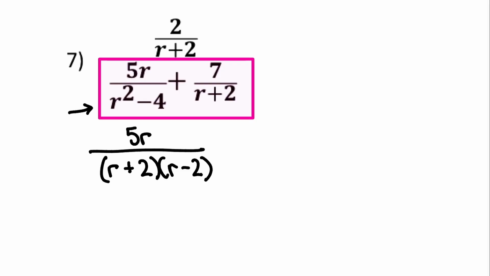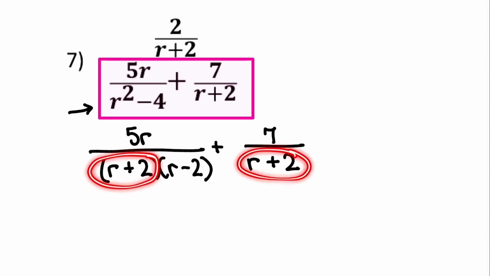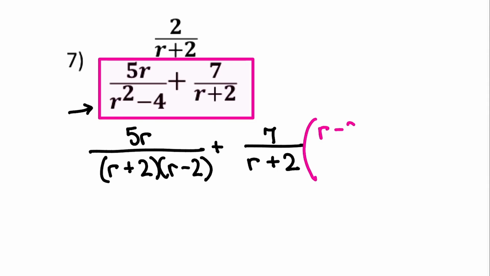Our numerator is still 5r, and we are adding 7 over r plus 2. You can see here that r plus 2 is included in both, but we need the denominators to be the same. So what we're going to do is multiply the right side here by r minus 2 over r minus 2.